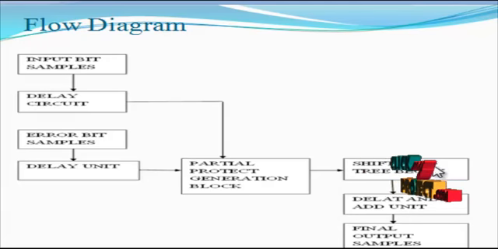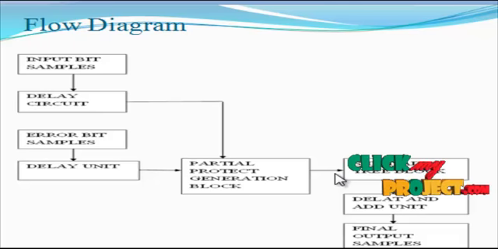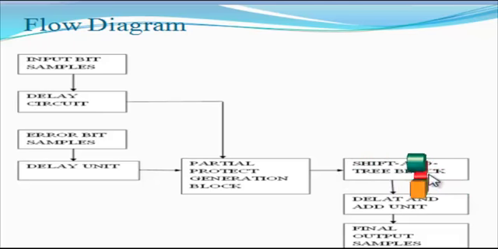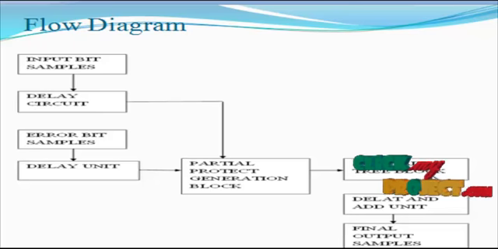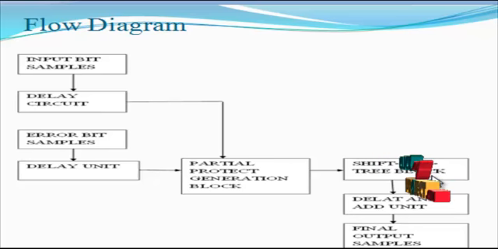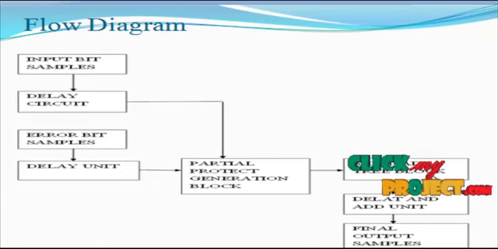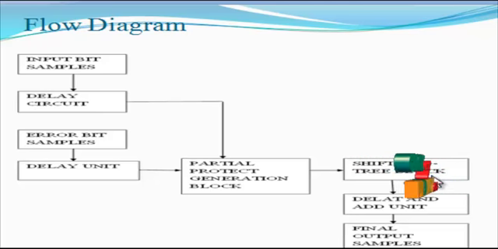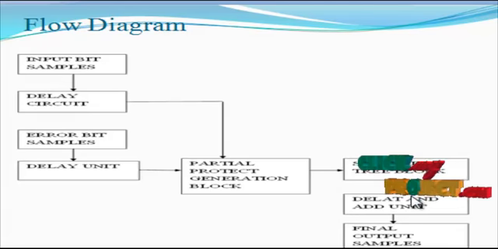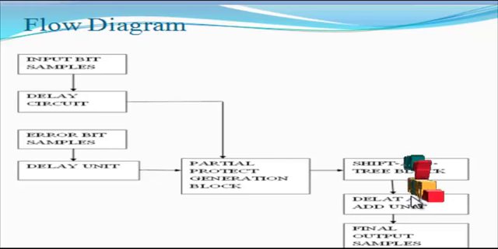Then we apply the shift add architecture block. The partial product generation result is passed to the shift add architecture block. The shift add architecture block is used to add the partial product generation results separately. This process is mainly used to reduce the carry propagation time and to reduce the hardware complexity of the shift add architecture. Then the shift add architecture result is applied to the delay and adder element. The delay and adder element is mainly used to store the results in a register, then to produce the final output results.